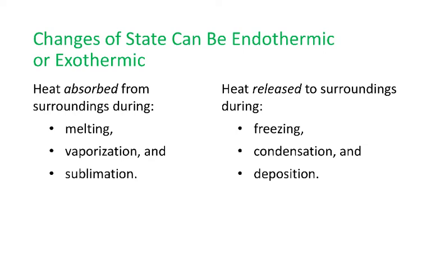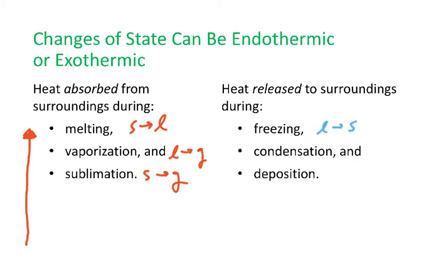So when heat is absorbed from the surroundings, that means we're going up in energy of the substance, right? So that would be going from solid to liquid, or liquid to gas, or solid to a gas. When heat is released to the surroundings, then the resulting substance has lower temperature, lower energy. So freezing, right? Going from a liquid to a solid, or going from a gas to a liquid in condensation, or from a gas to a solid in deposition.